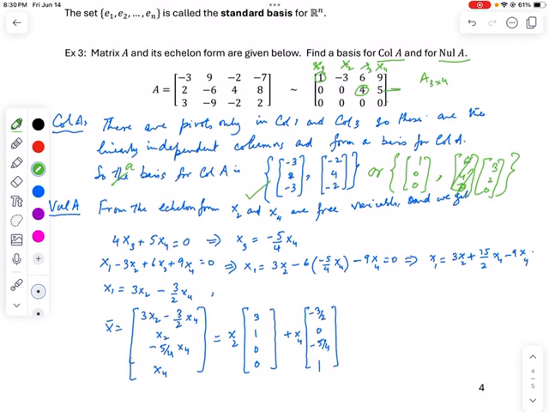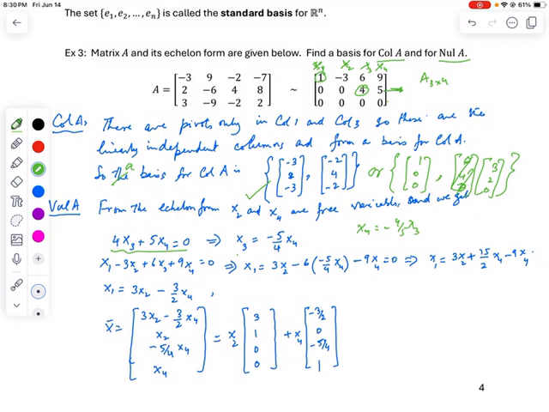We see from the second equation of the echelon form that we can say 4x3 plus 5x4 equals 0. And from here I get x3 equals minus 5 over 4 x4. So remember, what are your free variables? Of course you can get from here x4 equals negative 4 over 5 x3, but this is not what we want.